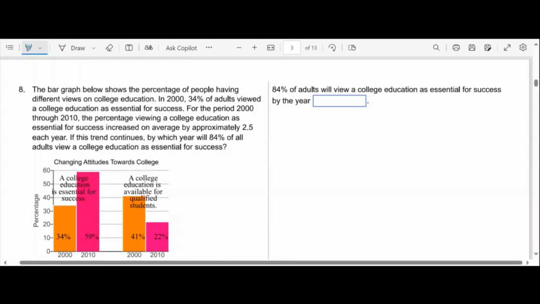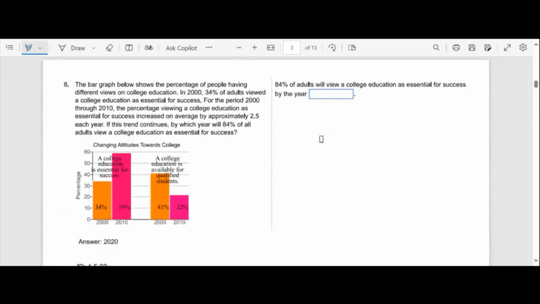Number 8. The bar graph below shows the percentage of people having different views on college education in 2030. A college education as essential for success for the period 2000. Essential for success increased on average by approximately 2.5 each year. If this trend continues, by which year will 84% of all adults view a college education as essential for success?